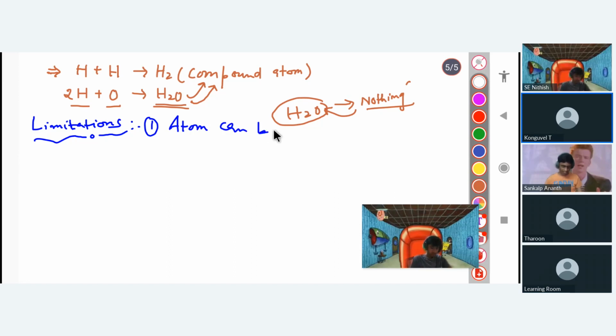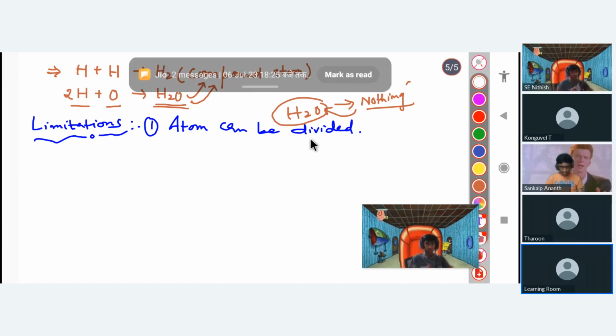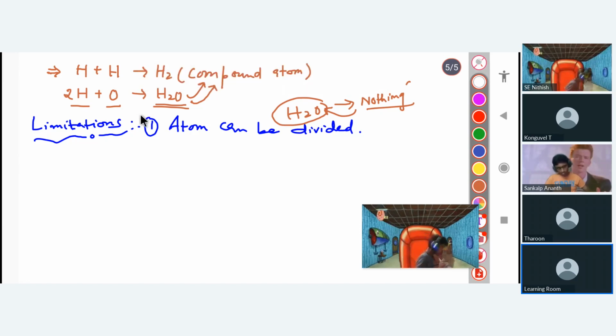Sir, can we combine the limitations part with the modern atomic theory part? Because that's basically the limitations. Exactly. Okay. So do you want to study the modern atomic theory without the limitations? Yes, sir. Okay. Let's see the modern atomic theory then.